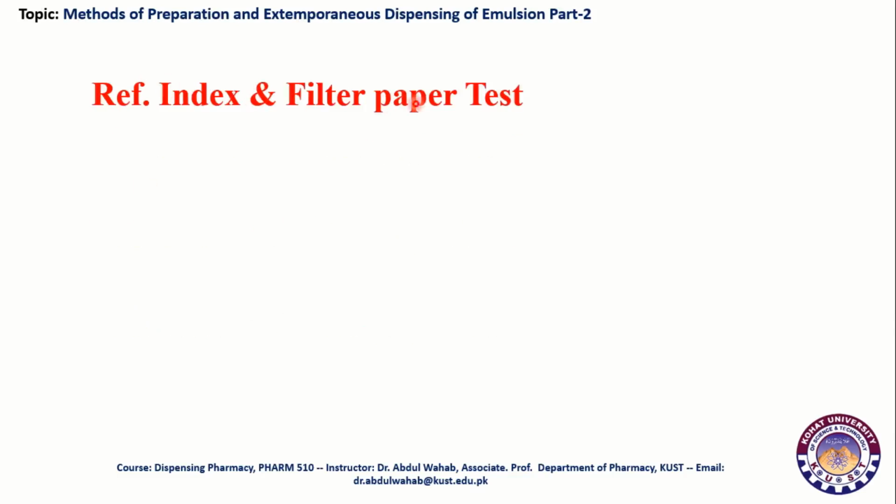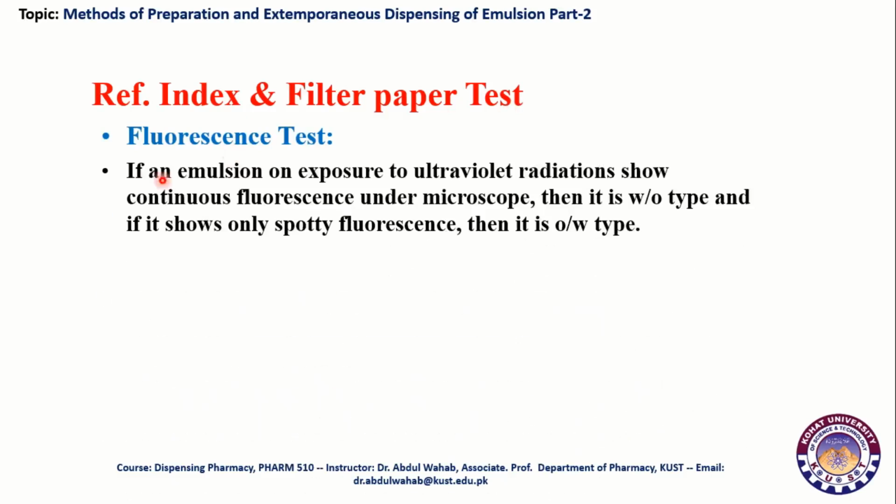Refractive index and filter paper test. Fluorescent test. If an emulsion, on exposure to ultraviolet light radiation, shows continuous fluorescence under the microscope, then it is water in oil type, and if it shows only spotty fluorescence, then it is oil in water type emulsion.